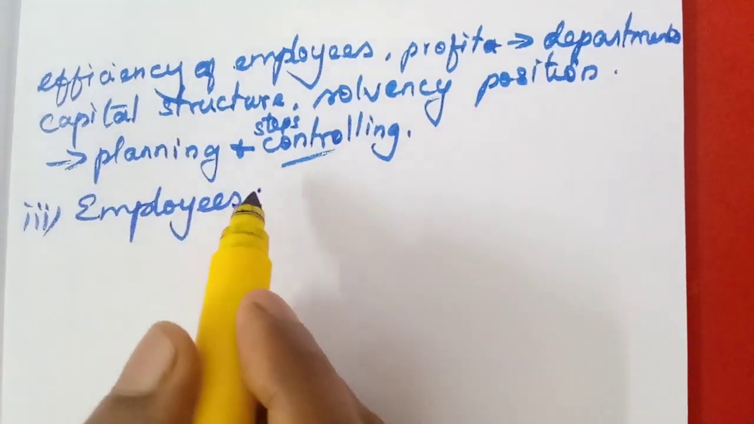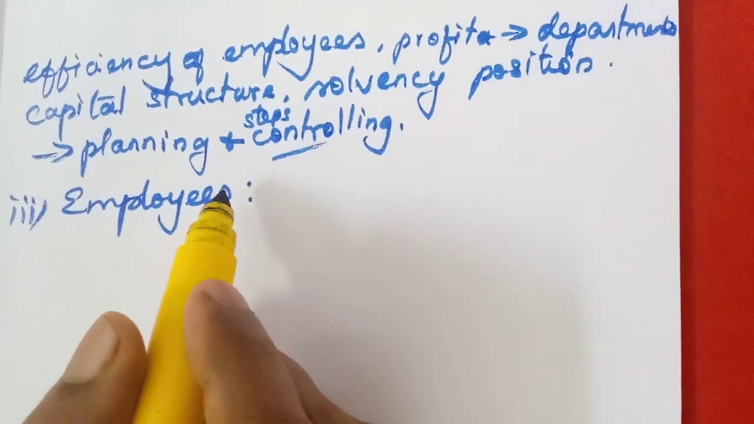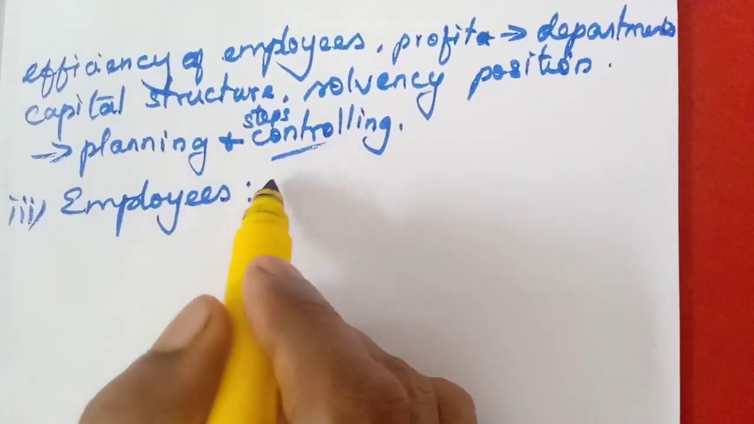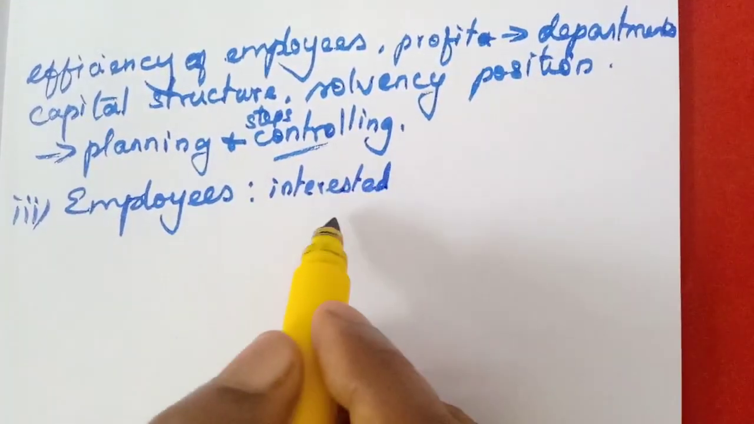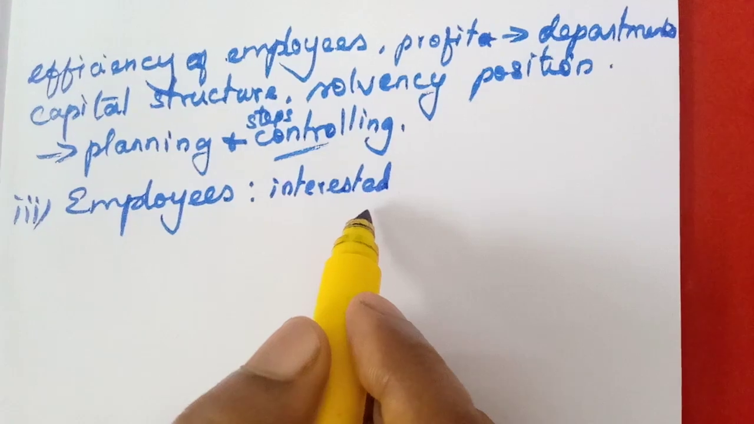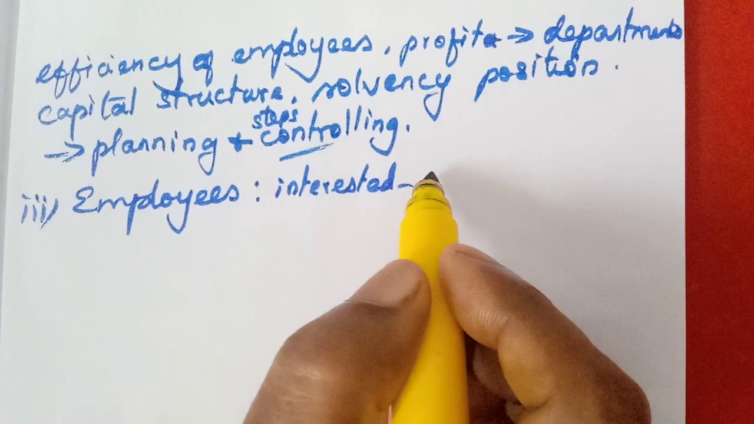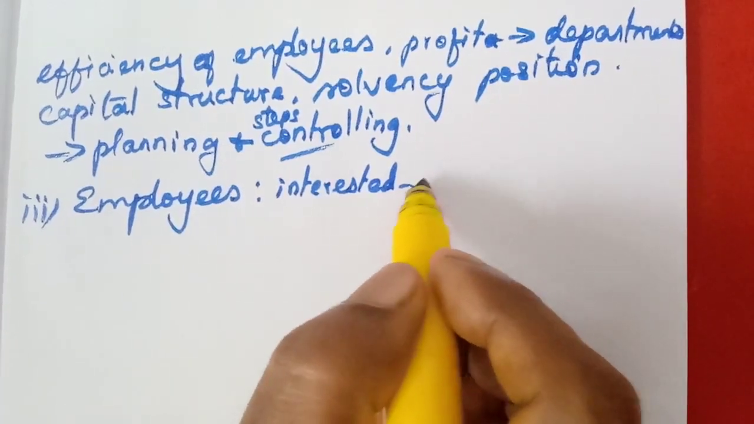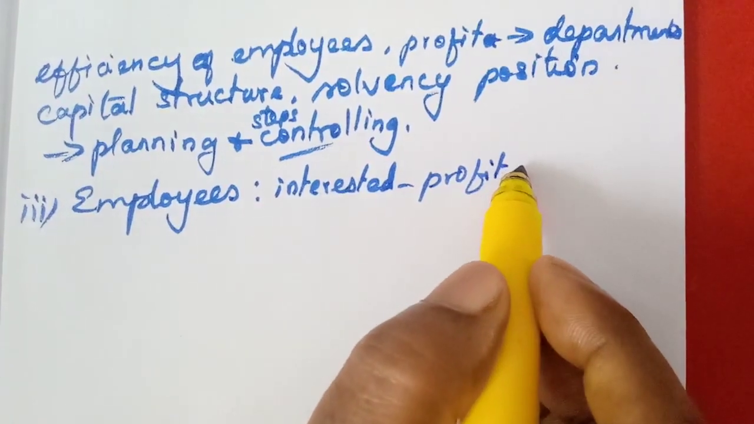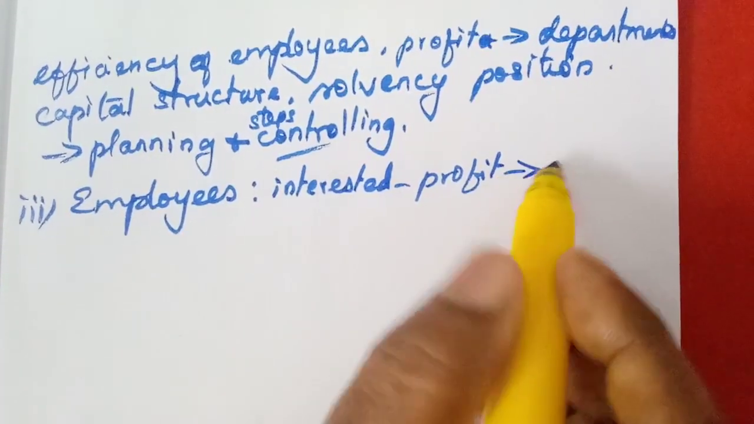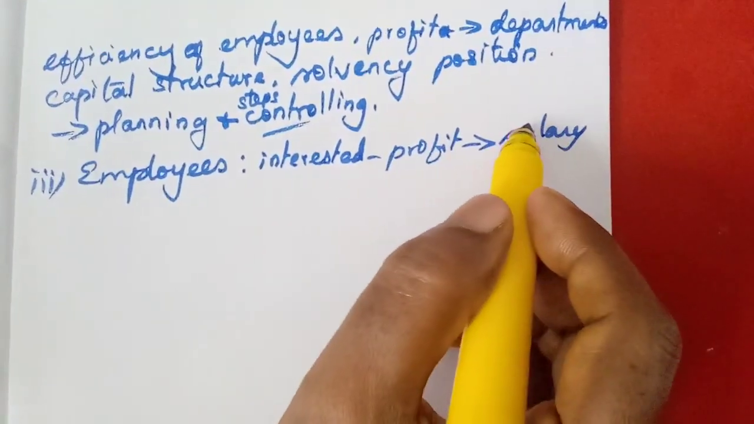Why do the employees need to have the accounting information? Because they are also interested in knowing, isn't it? Because they are working in that particular business concern, so they are also interested to see whether their owners, whether their business organization is earning profit. Only then their salary will be increasing, isn't it? In order to know their remuneration, remuneration means salary.